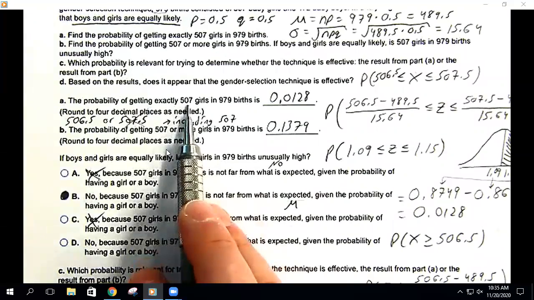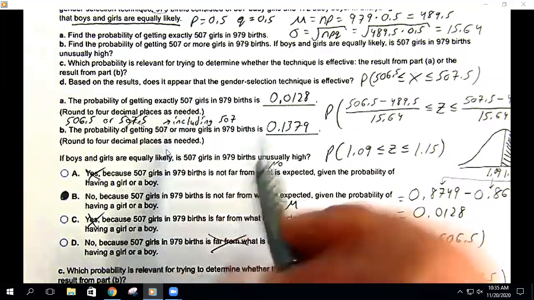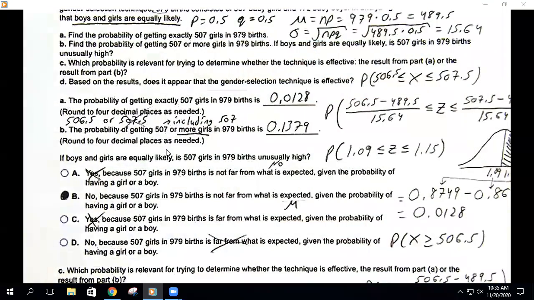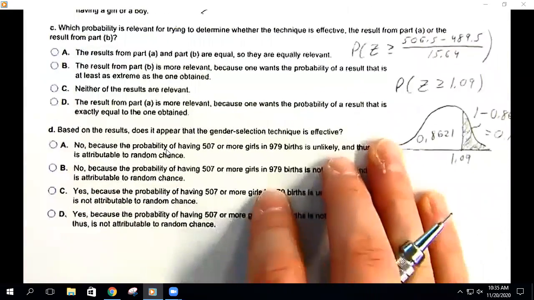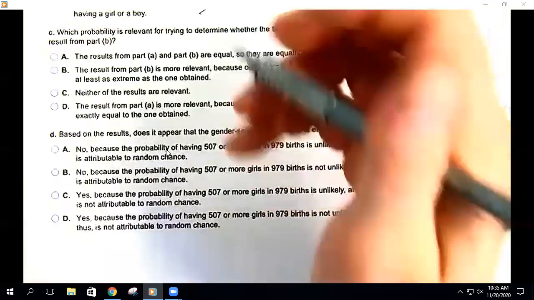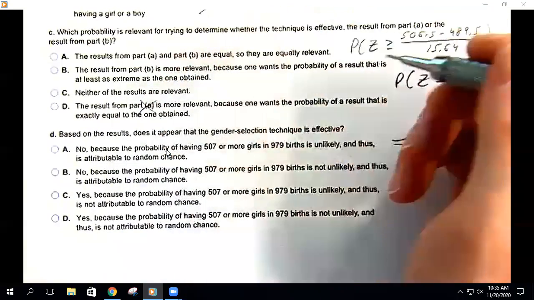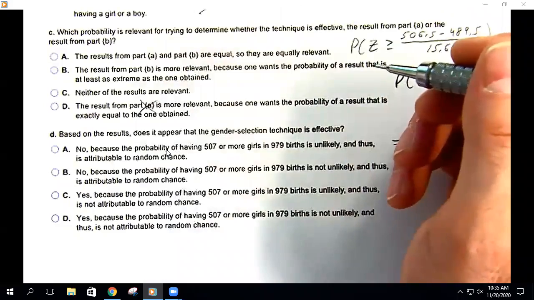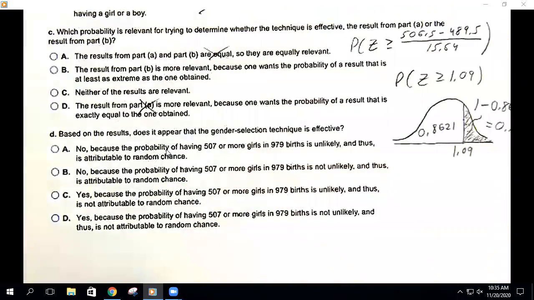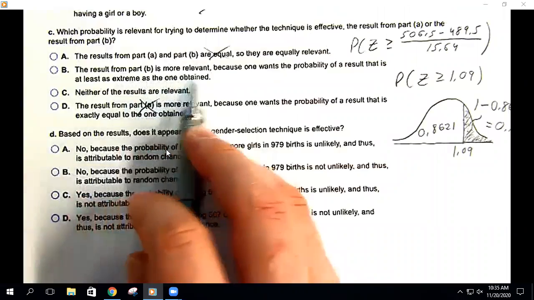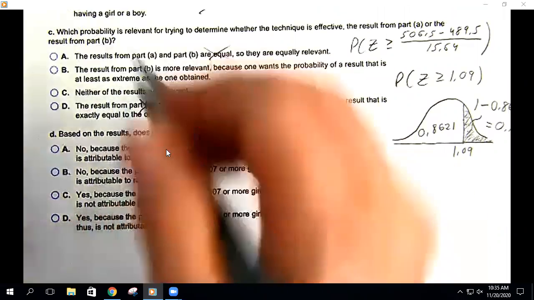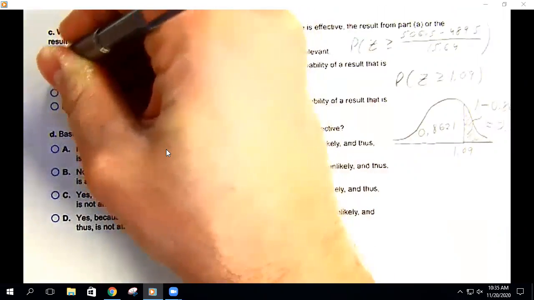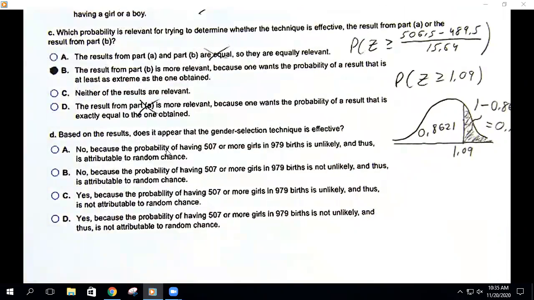So I'm not typically interested in getting exactly 507 girls in 979 births. They're trying to argue that their technique produces more girls, so part B is more relevant because that looked at the probability of having more than close to the mean number of girls. We can eliminate A and D because the results are not equal and part A is not more relevant. So the answer is B. The result from part B is more relevant.